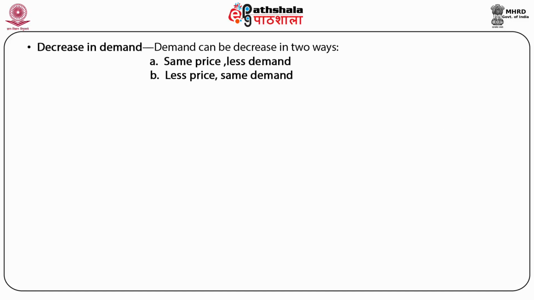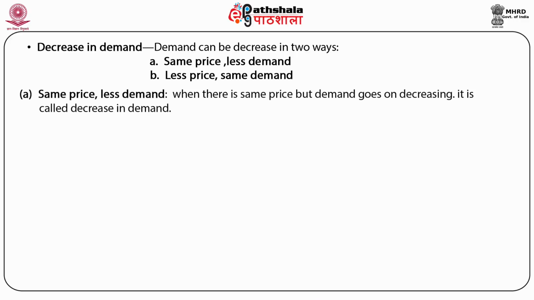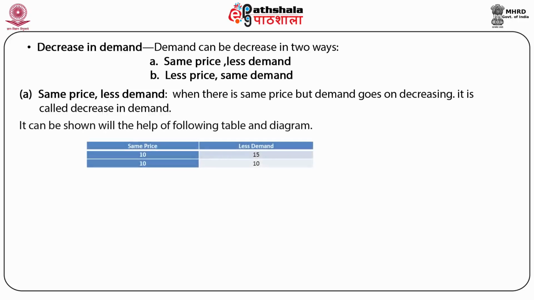Decrease in demand. Demand can be decreased in two ways: same price, less demand; less price, same demand. Same price, less demand. When there is the same price but demand goes on decreasing, it is called decrease in demand. It can be shown with the help of the following table and diagram. As it is shown in the table, there is the same price of the commodity, that is 10, but its demand goes down, that is 15 to 10.